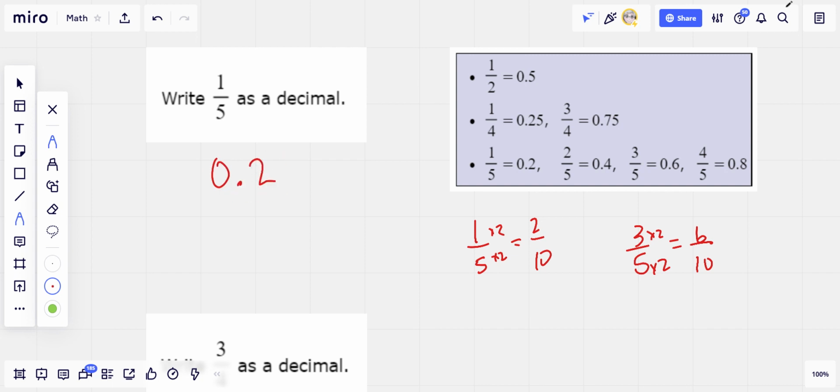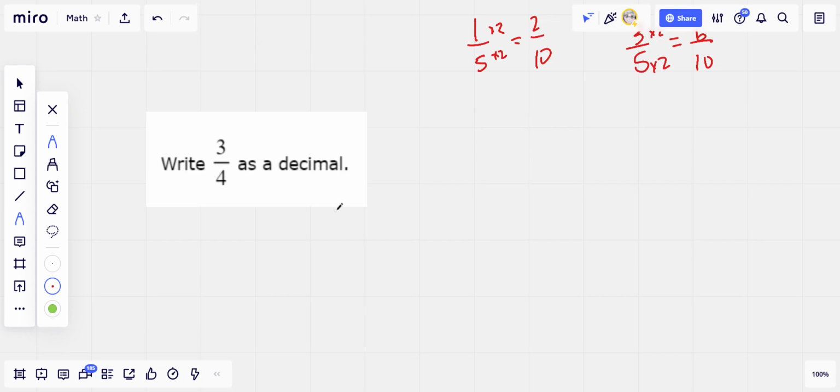All right, let's try one more. So this one says 3/4. So another way to think about it is, if you had 3/4 of a dollar, you'd have 75 cents. So this is going to be 0.75. So that is a little bit of work in writing some of the simpler fractions as decimals.